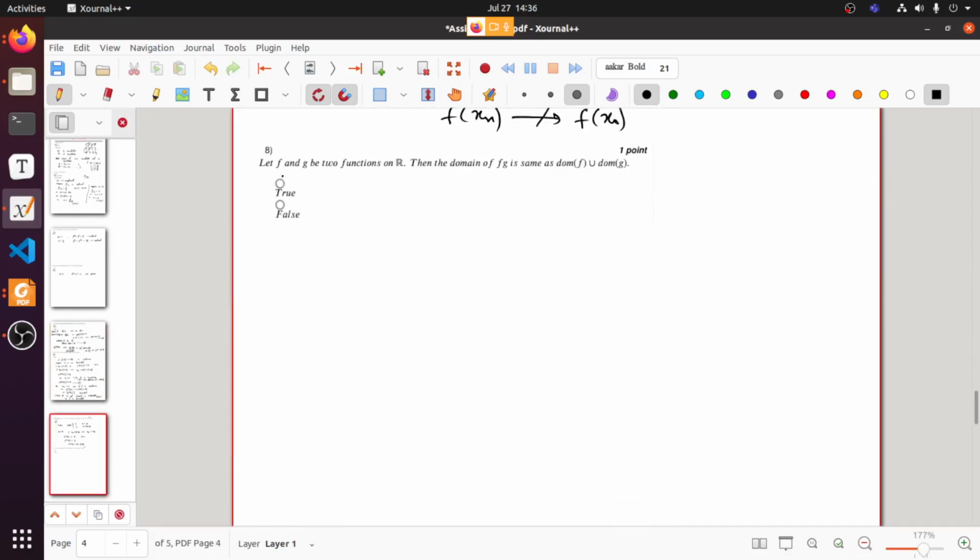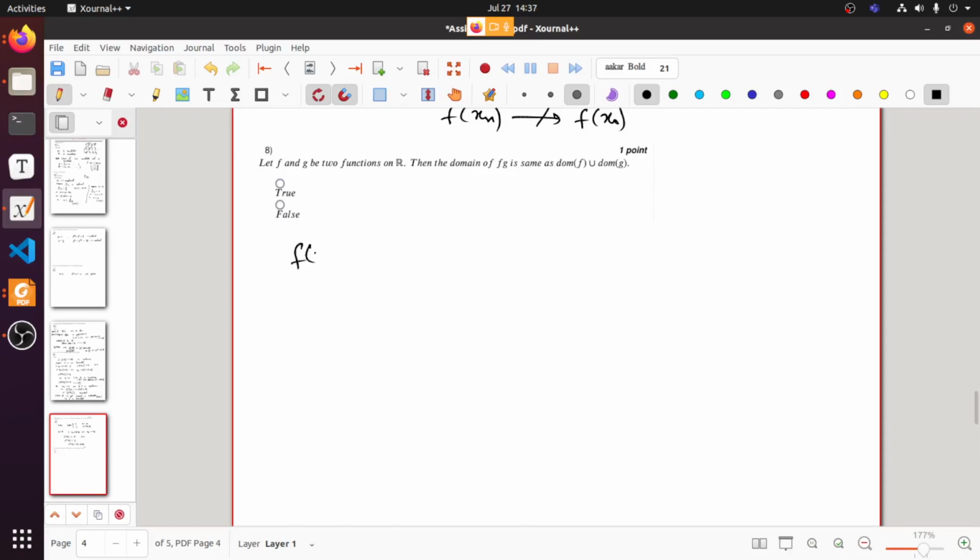Now come to question number 8. What is it saying? If f and g are two functions on R, then the domain of fg, the product of the two functions, is the same as the domain of f union the domain of g. Is it true or false? It will be false, meaning the domain of fg will not be the domain of f union g. So let's see by a counterexample.